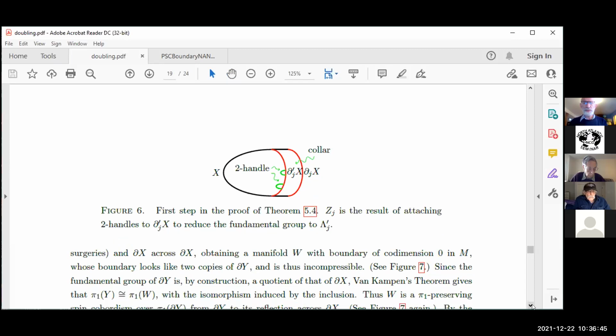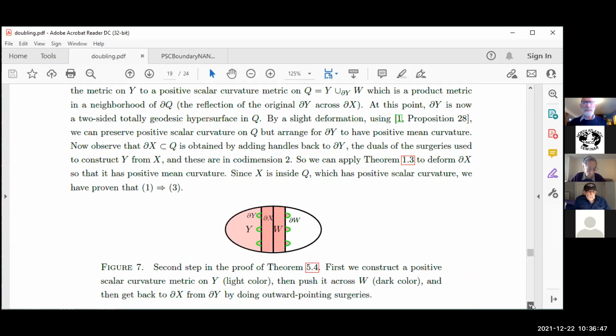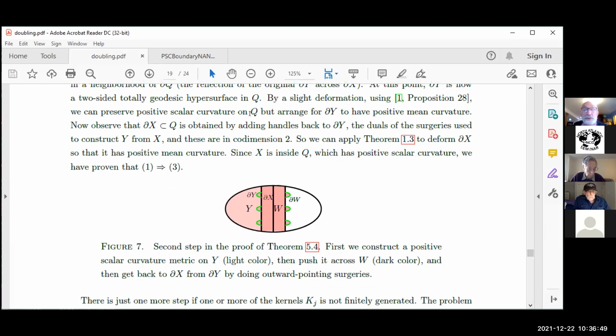So what you have to do is look at this picture over here. So here's a picture of the double of X. So this is the boundary of X. This is X. The X is the left-hand side of the picture. And the double, this is all schematic, of course.